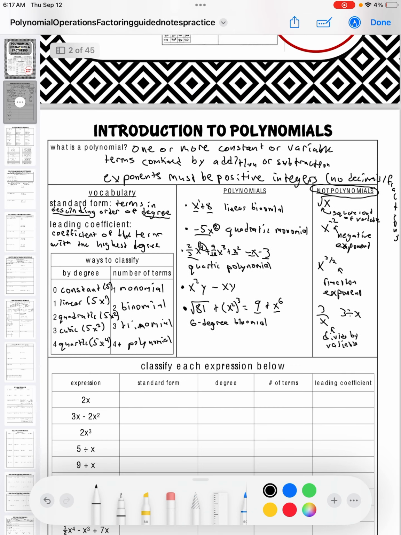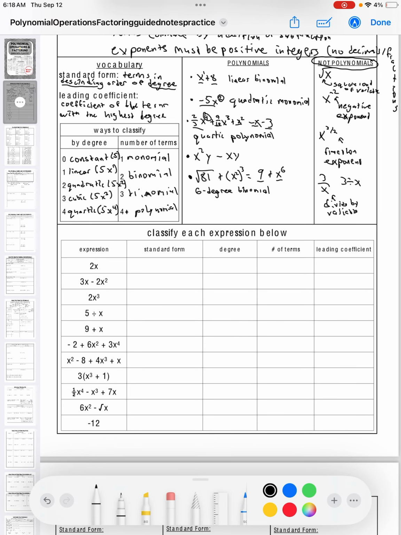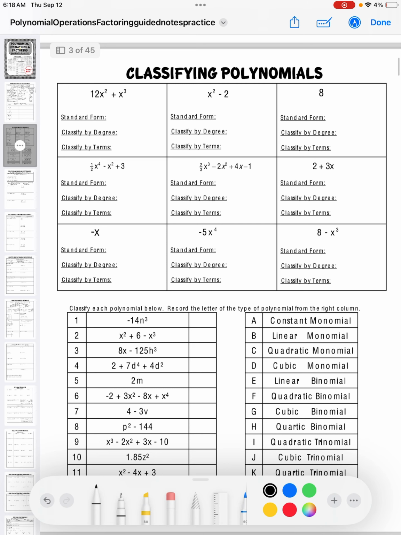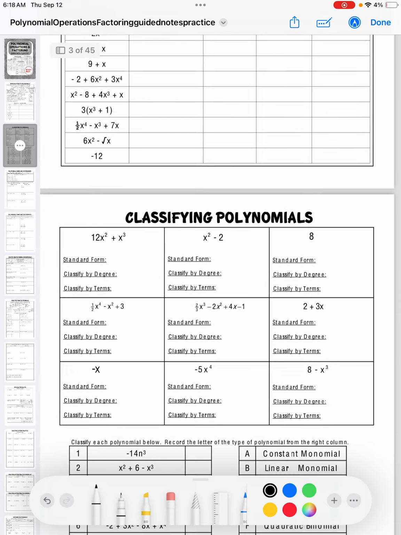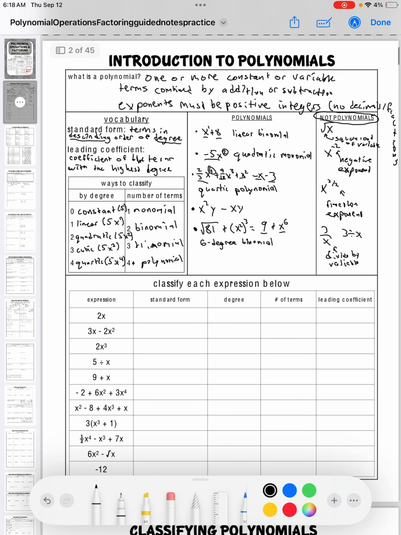Okay. So this is the notes part of this section. I want you to work on classifying the expressions below. So down here in the section in this table, you're going to put them in standard form, say the degree, the number of terms, and the leading coefficient. And then down below, you're going to be classifying these polynomials and then matching these polynomials to their classification. So you should have enough information now to finish this table and then do the next page. I'll bring it back up to the top so you can get any of the notes that you missed.